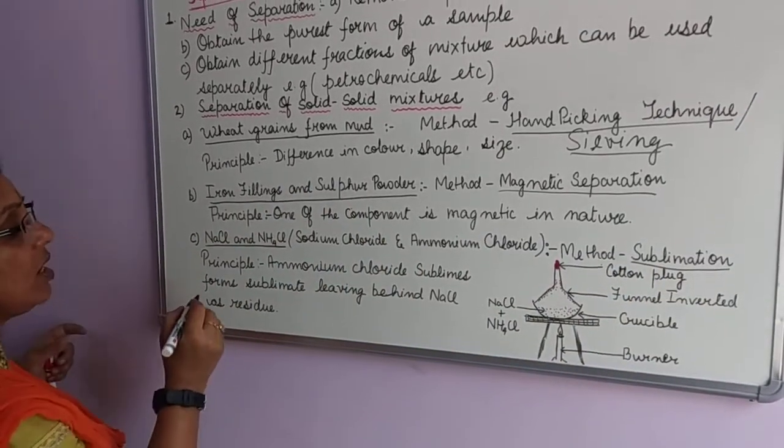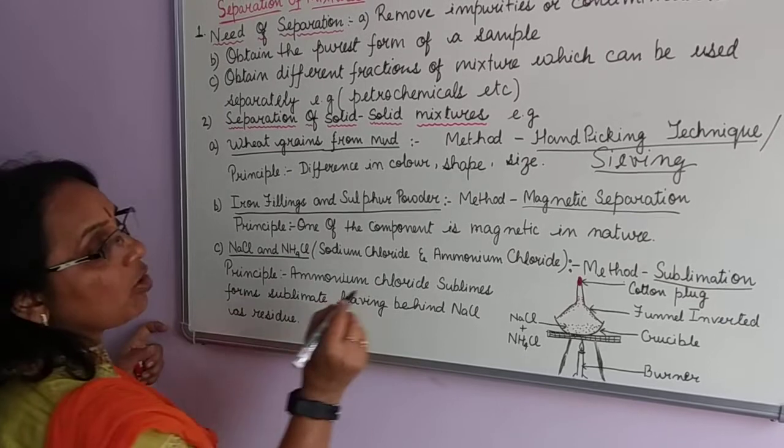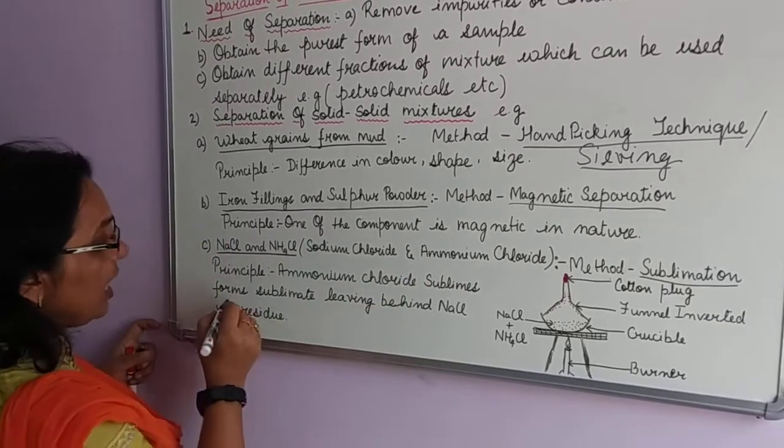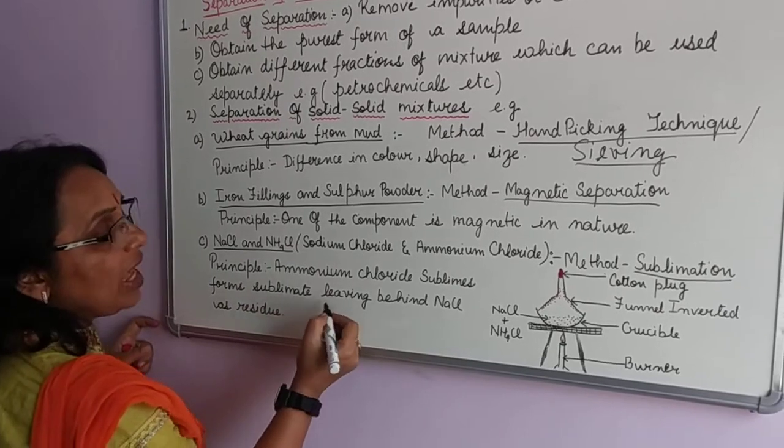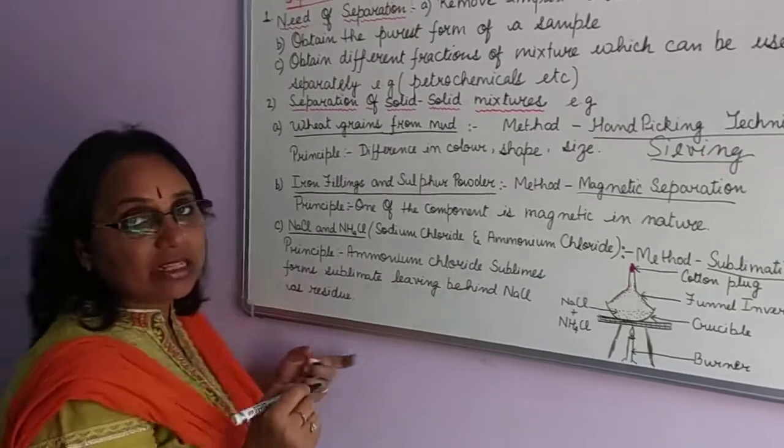Why sublimation? Because one of the components, that is ammonium chloride, sublimes when heated and it forms a sublimate, leaving behind sodium chloride as the residue.